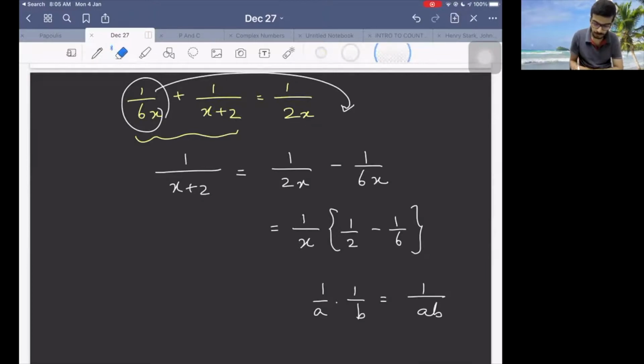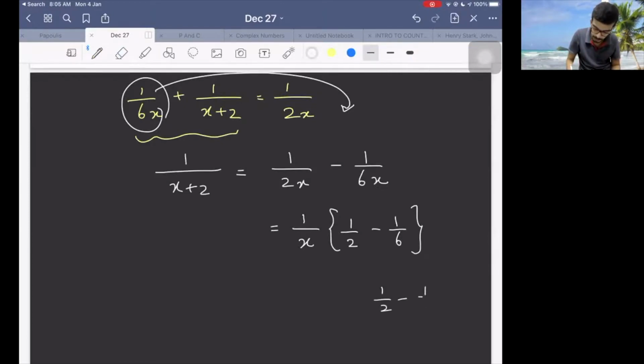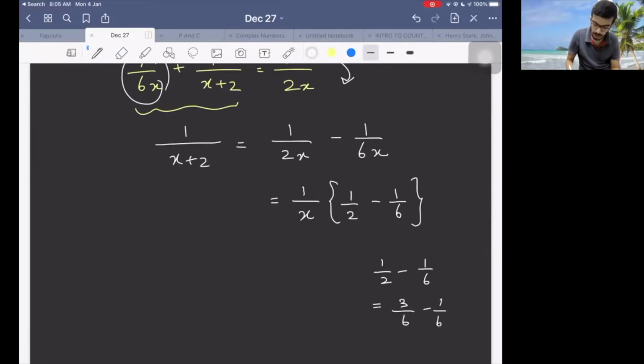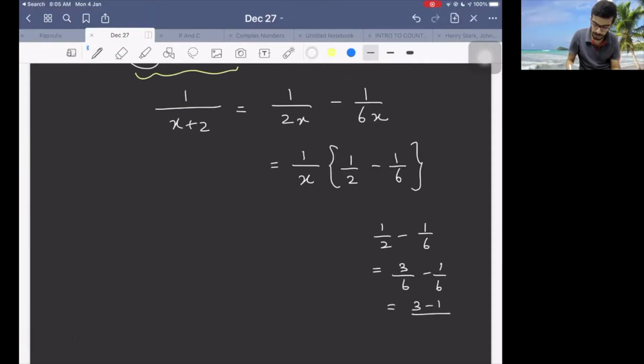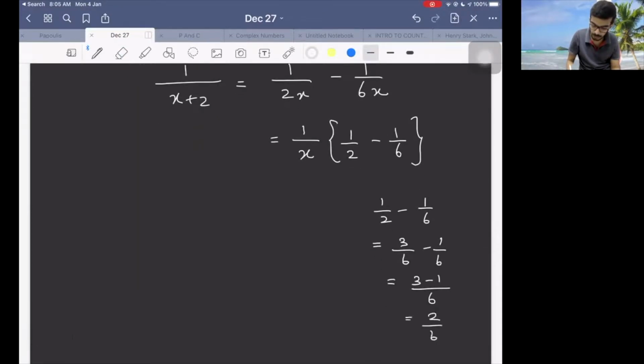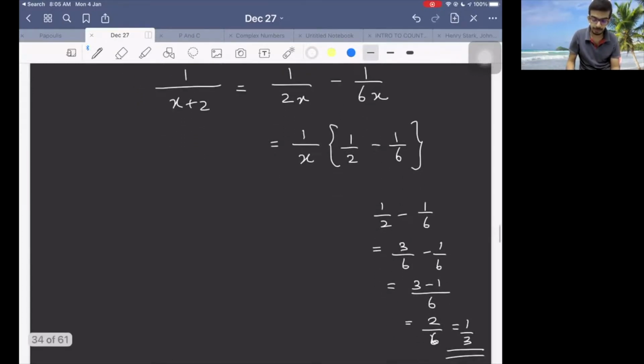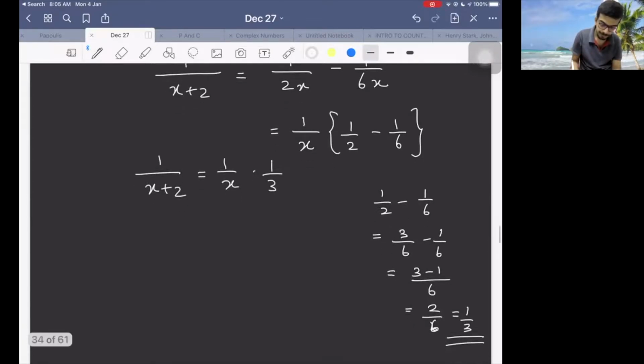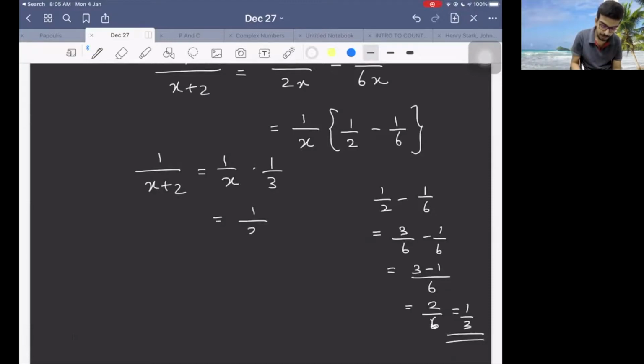Now this is easy to do because 1 by 2 minus 1 by 6 can be simplified. This is going to be 3 divided by 6 minus 1 divided by 6, which will be 3 minus 1 divided by 6, which will be 2 divided by 6, which is 1 by 3. So 1 by x plus 2 is going to be 1 by x into 1 by 3. So this is 1 by 3x. 1 by x plus 2 is equal to 1 by 3x.